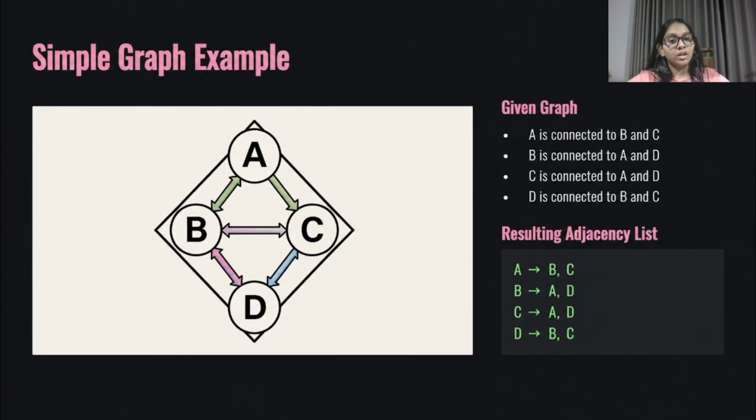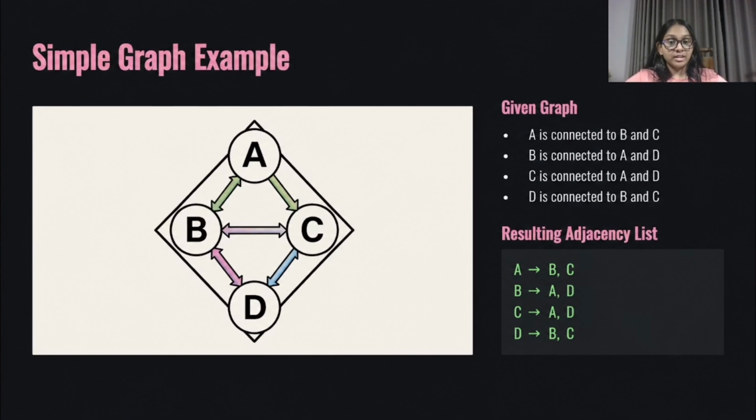Alright, let's walk through a complete example. Suppose we have a graph containing 4 vertices: A, B, C, and D. A is connected to B and C. B is connected to A and D. C is connected to A and D. D is connected to B and C.